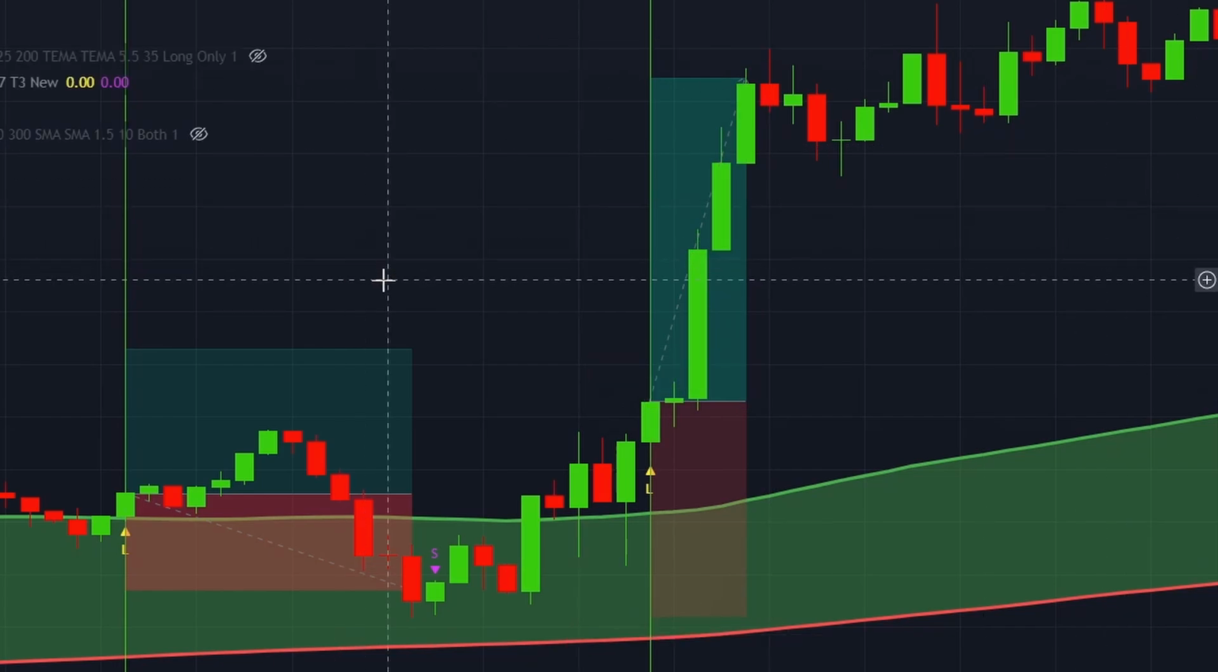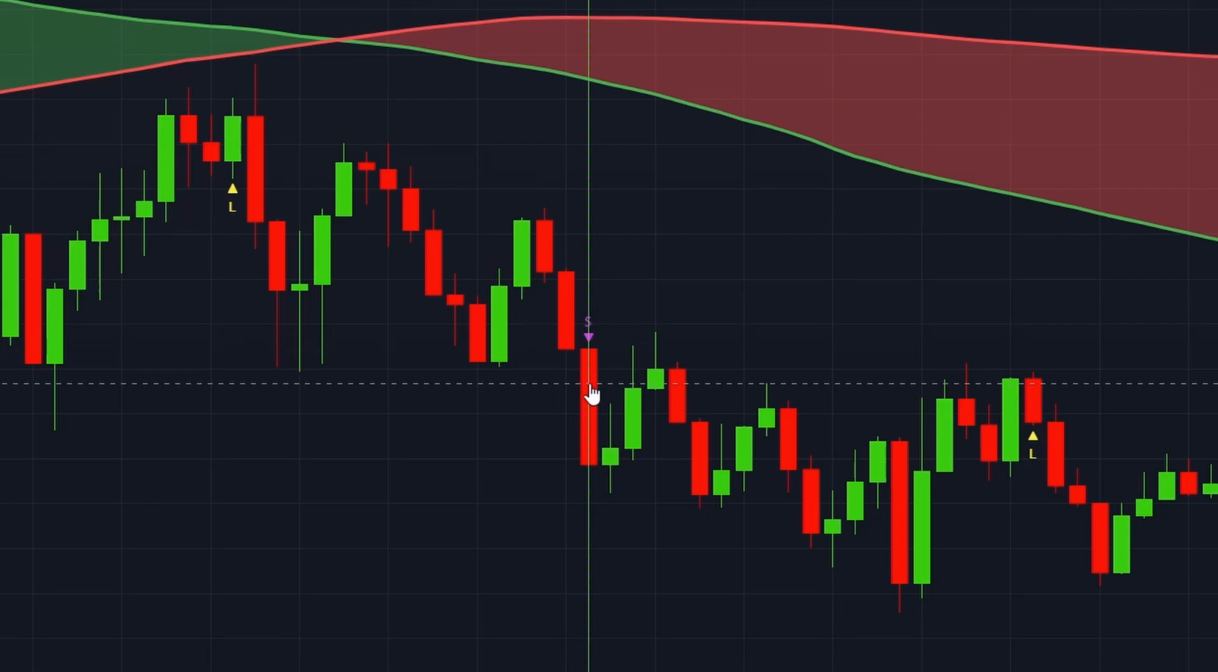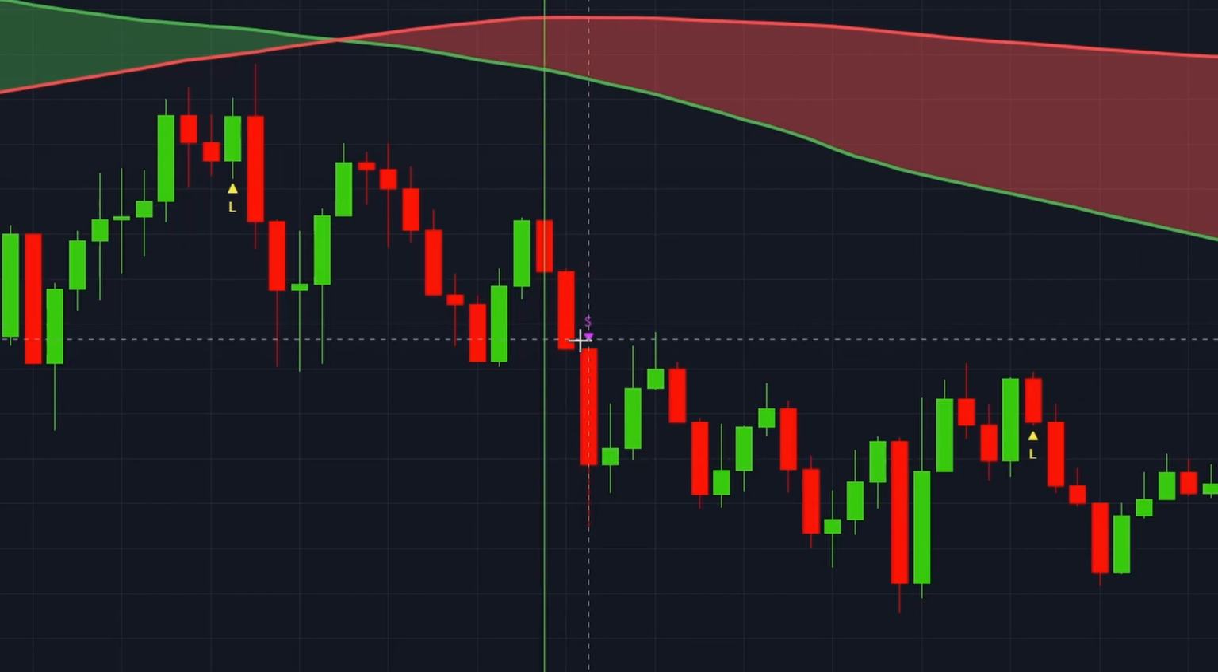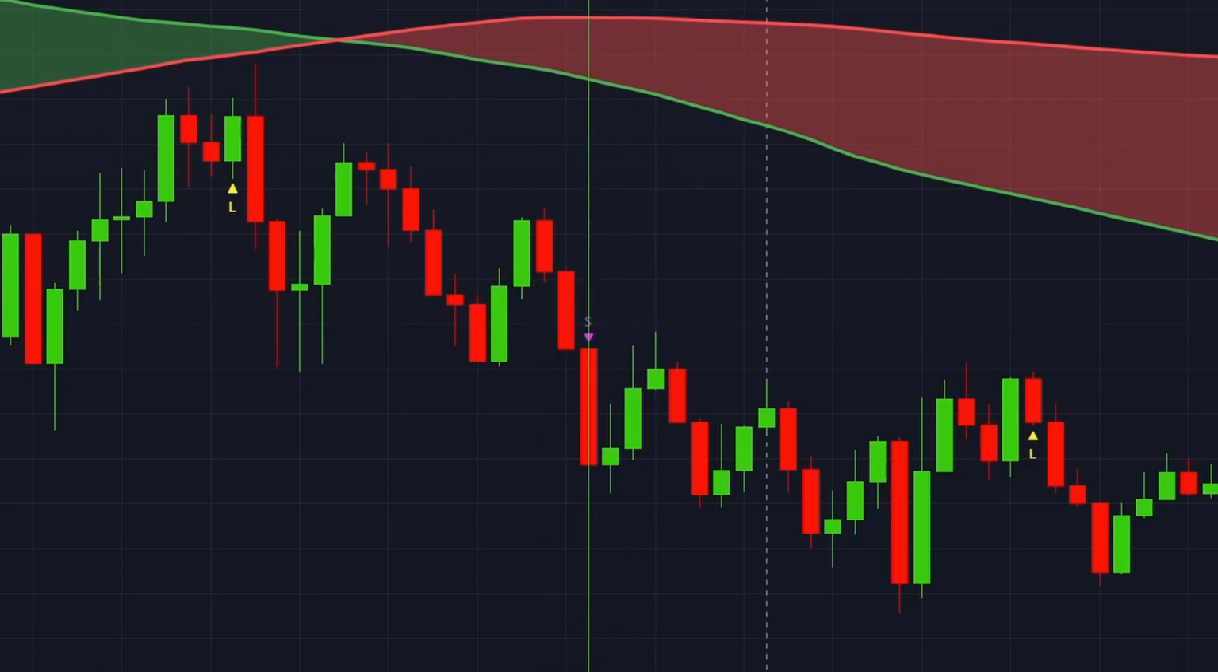Now let's find a short example. Okay, here we have a valid short entry signal. For a valid short entry, first the cloud needs to be colored red, which means that the 100 length MA is under the 300 length MA, signaling a bearish trend. Second, the price needs to close under the cloud or under both of the moving averages. And third, we need a sell signal from the zero lag, which is right there.